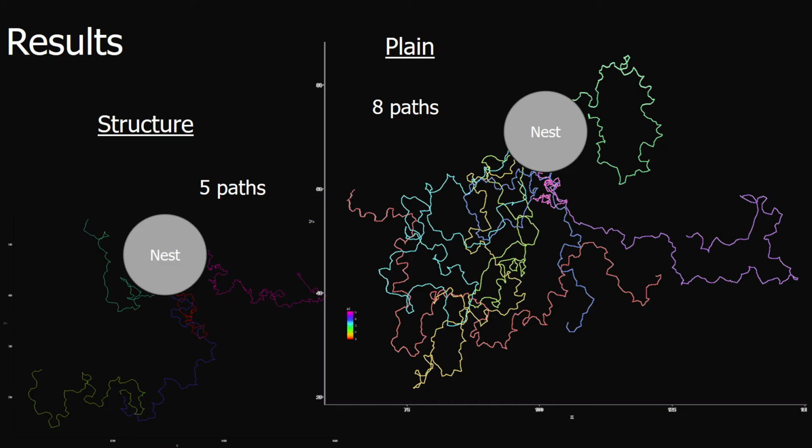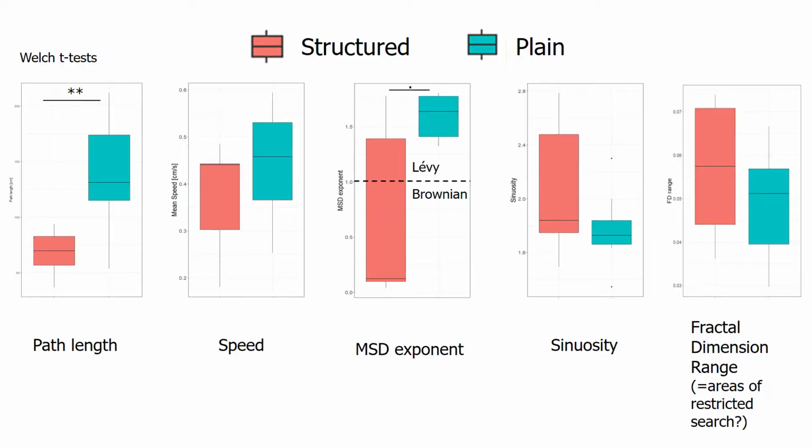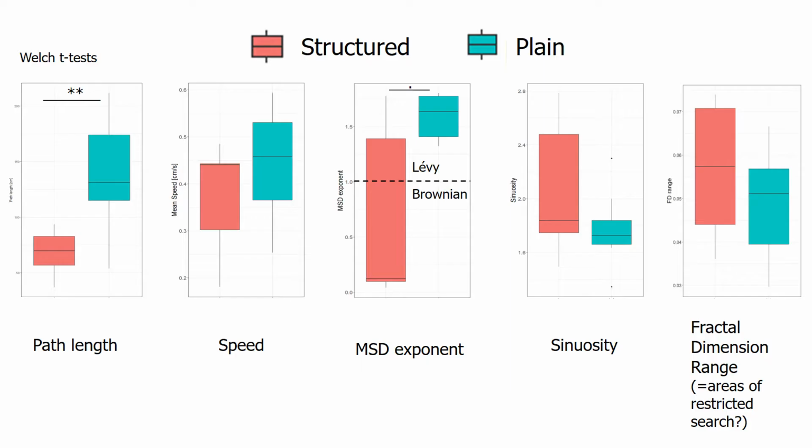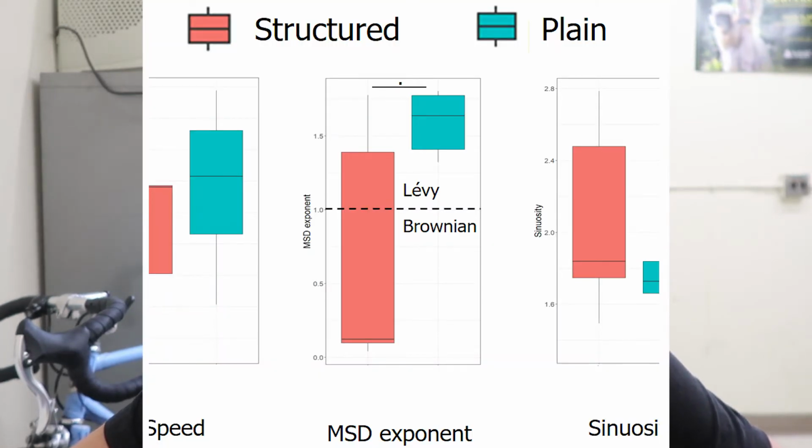But nevertheless, these are the tracks, and this is now the real money, usually. So these are box plots. You don't need to know what they really are and what they show. So I will focus on the middle one here, that is the MSD exponent, or mean squared displacement exponent.